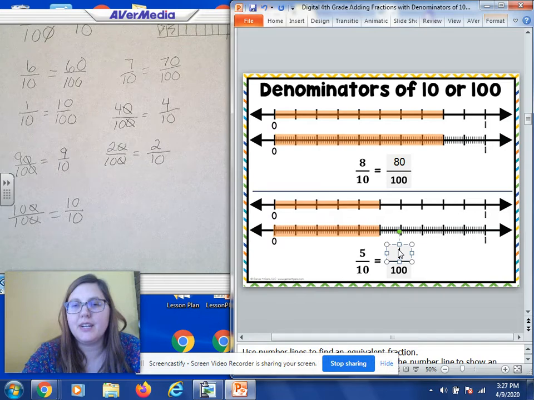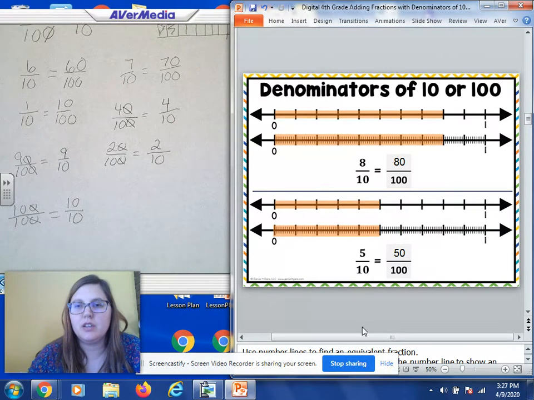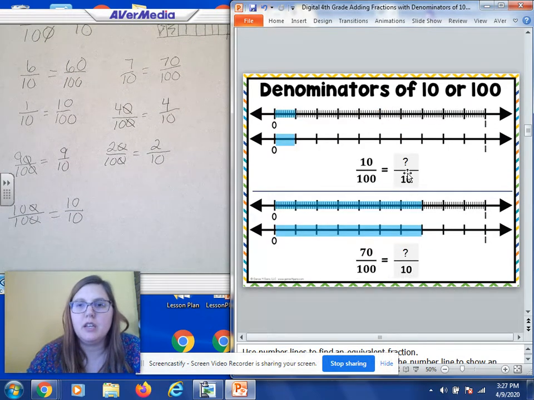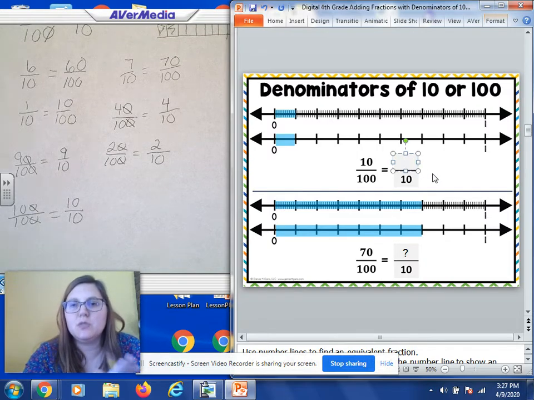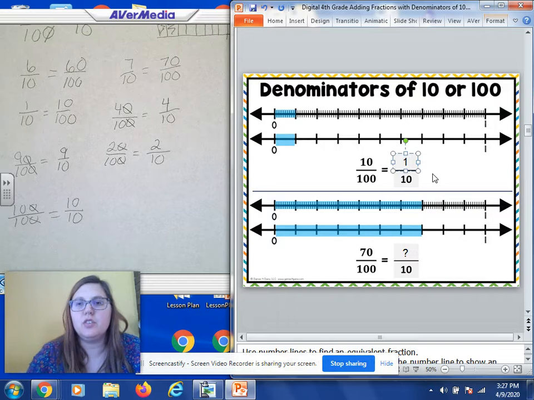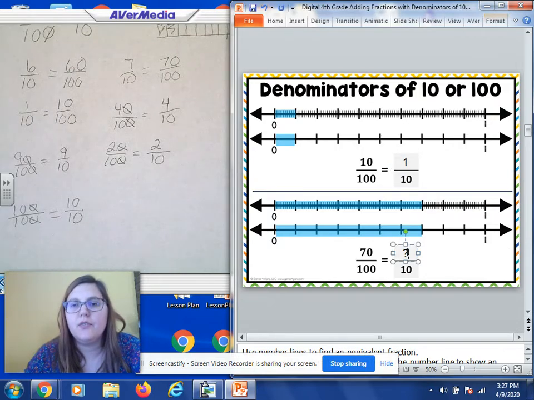5 tenths, we're going to add the 0, so that would make that 50 hundredths. And you can see when you divide it even smaller, the number line stays the same. Same with this one. We have 10 hundredths. We're taking off the 0 at the end, so you have 1 tenth. For 70 hundredths, you're taking off the 0 at the end, so you have 7 tenths.